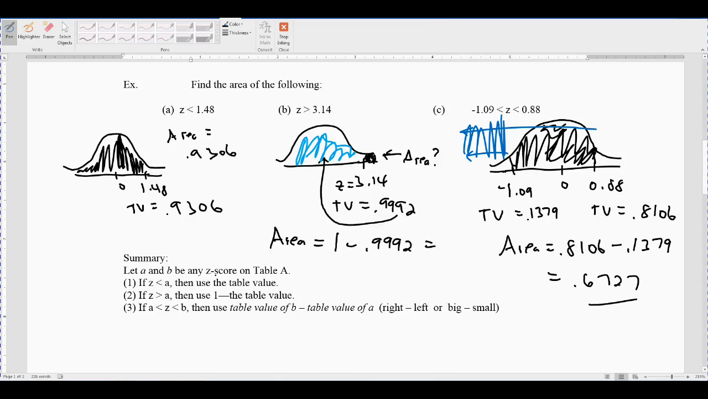So the moral of the story is, if it's less than, you just use the table value. If it's greater than, you use 1 minus the table value. And if it's the in-betweener, you subtract. I think probably right minus left would be better. But it's table value of B minus table value of A, or big minus small. But it's always subtracting table values. So let's say that again. Less than is the table value, greater than is 1 minus the table value, and if it's the in-betweener, it's the bigger minus the smaller.